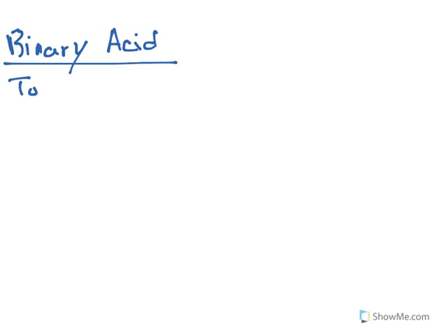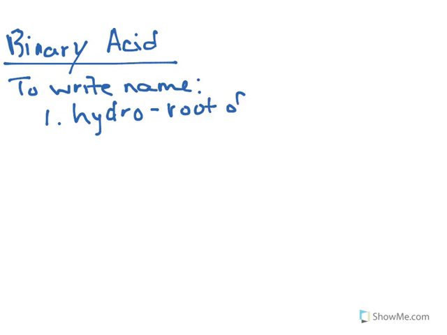So this is binary acid nomenclature. Now we're going to talk about a different kind of acid tomorrow, which is oxyacids. Those are different. Okay? For binary acids, to write the name, you're going to write hydro, and then the root of the nonmetal, and then ic acid. That's it.